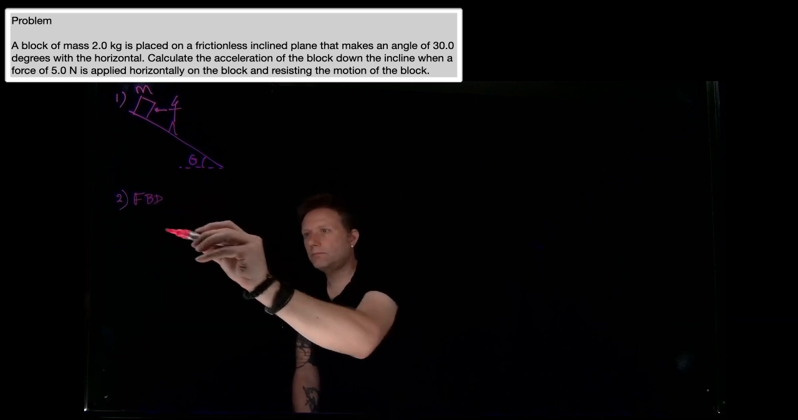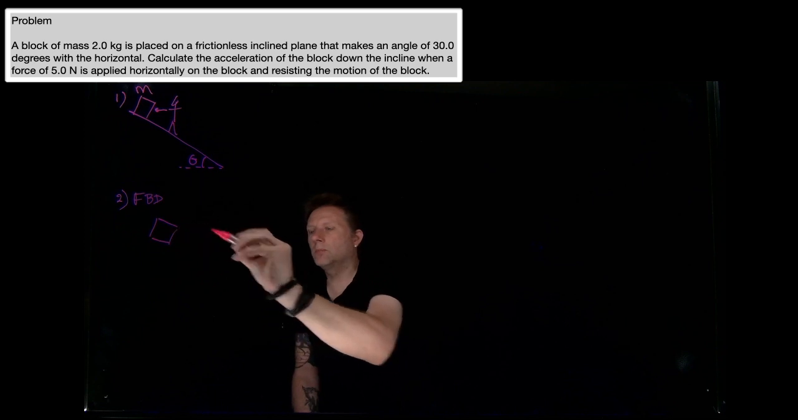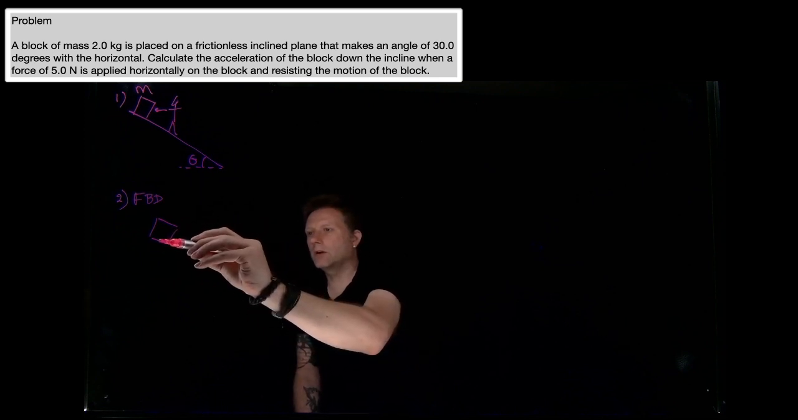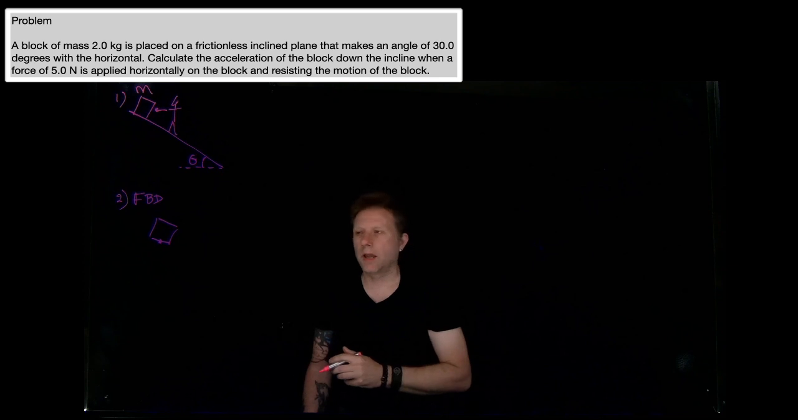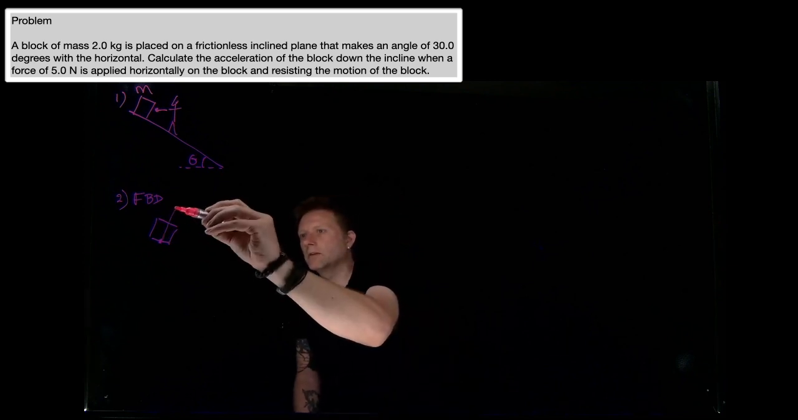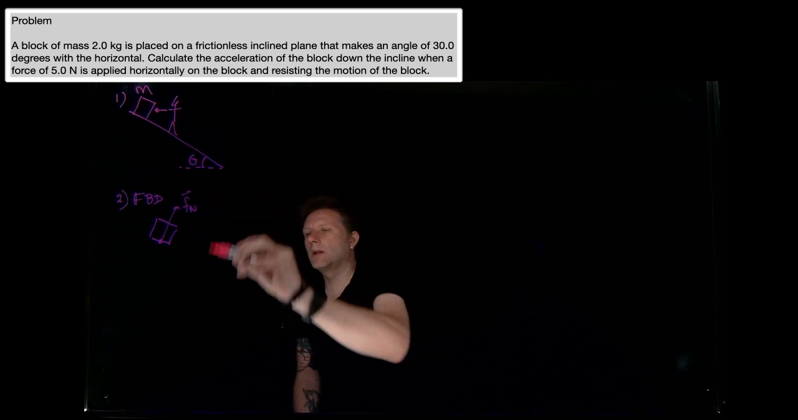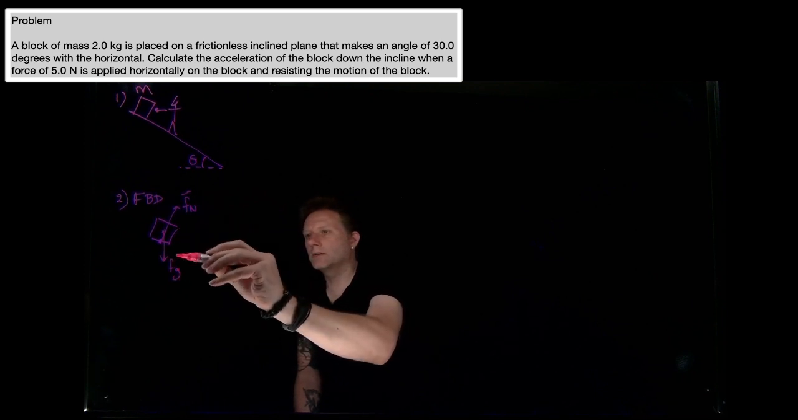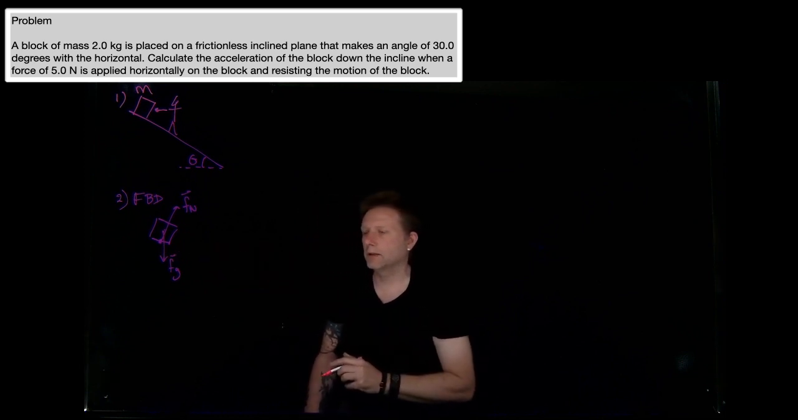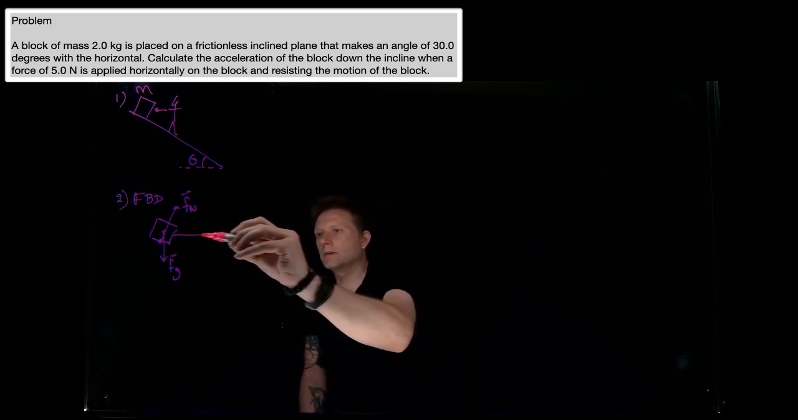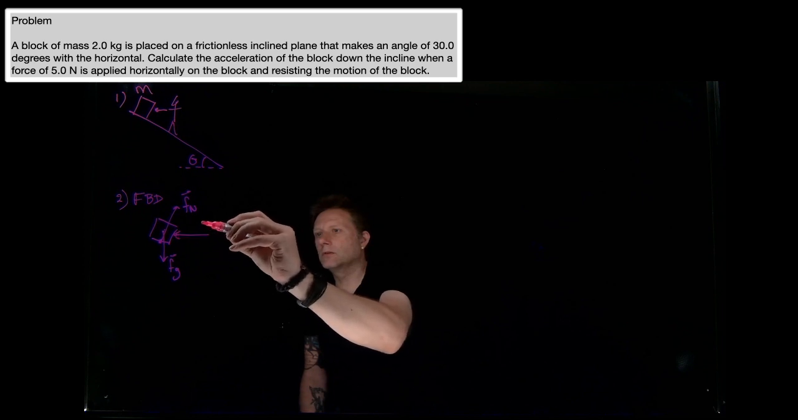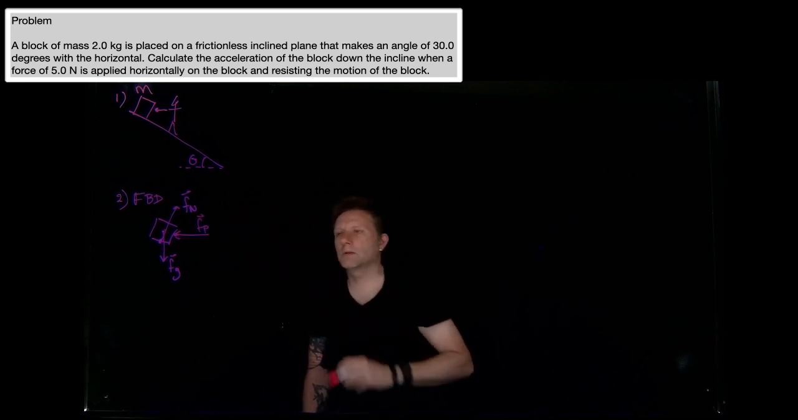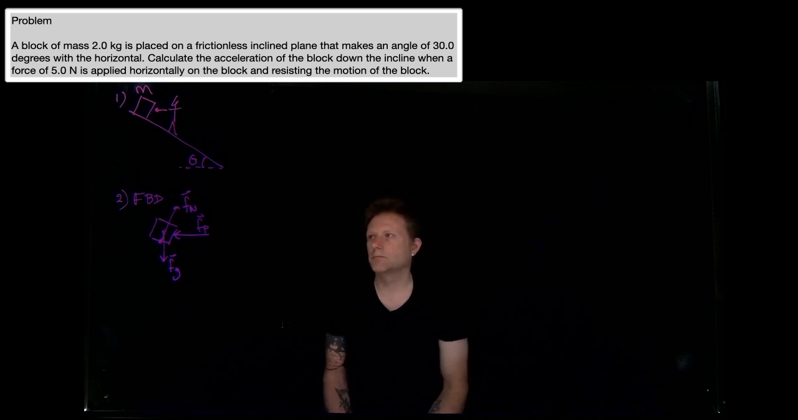FBD. If we draw the box, we have a contact point between the box and the surface. So we will have a normal force. We also have force of gravity, which is a field interaction. As long as this is a uniform object, it will act in the center. And then we have this horizontal pushing force. So those are the 3 interactions we have on the box. In order to apply Newton's second law, analytically, we need to split them into components.